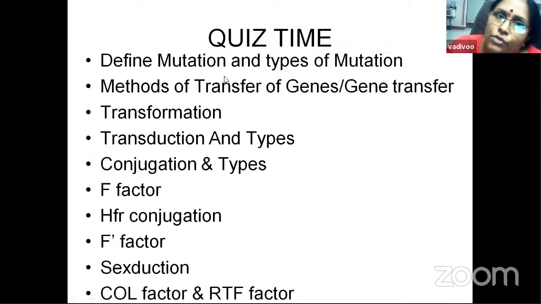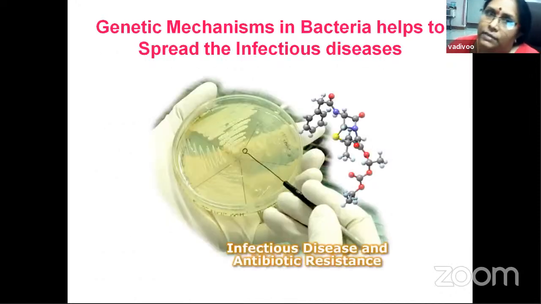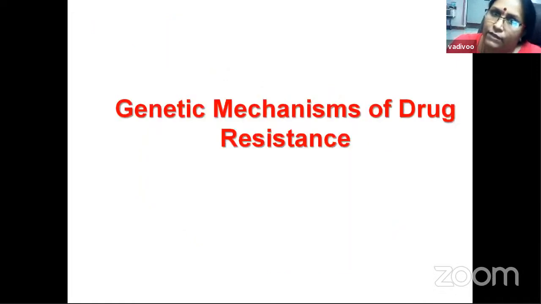So here you should know about mutation, types of mutation, and methods of gene transfer. What is transformation? What is transduction? Types of transduction. Then conjugation, types of conjugation. What is an F factor? What is HFR conjugation? What is F prime factor? What is sexduction? What is colicin factor? And what is RTF factor?